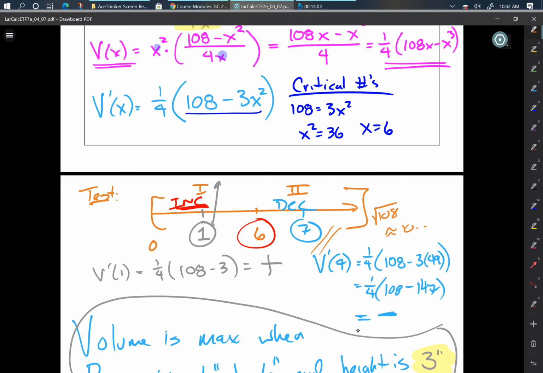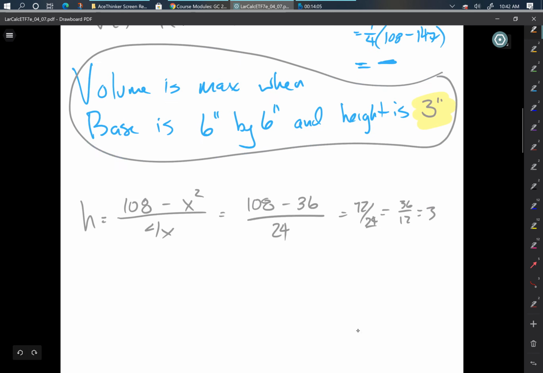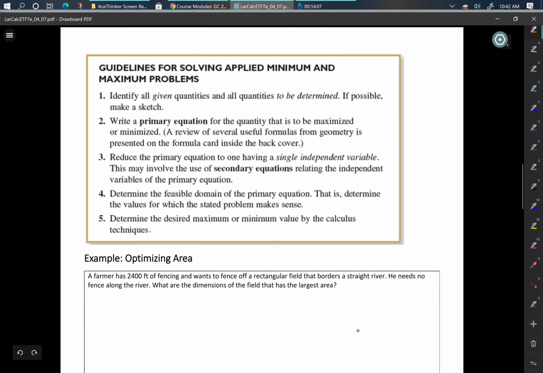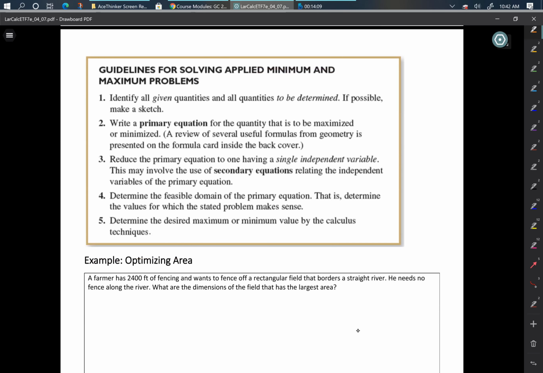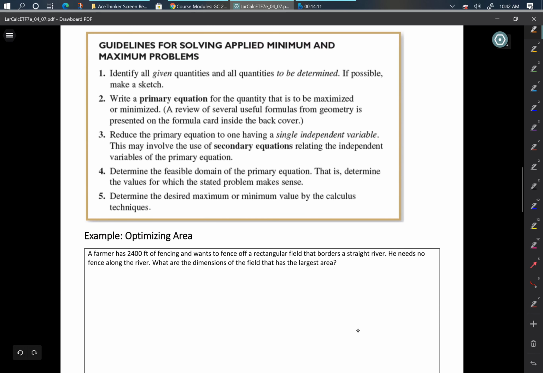All right, so increasing, decreasing, maxes and mins. Oh, let's make it harder. Let's wrap some words into it. All right, we have another problem down here that we'll take a look at, optimizing area. But I just want to talk about the guidelines. Right? The guidelines for solving them. These are the steps that the text gave us.